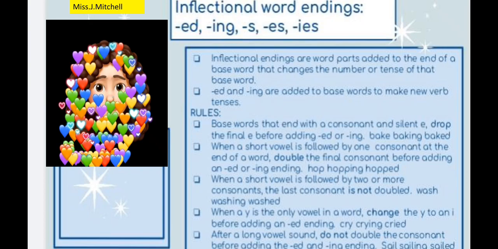After a long vowel sound, do not double the consonant before adding the ed or ing. Example, in the word soil, where you hear the long O. When the ing is added, it is spelled soiling. When the ed is added, it is spelled soiled. So after a long vowel sound, do not double the consonant before adding the ed or ing ending.